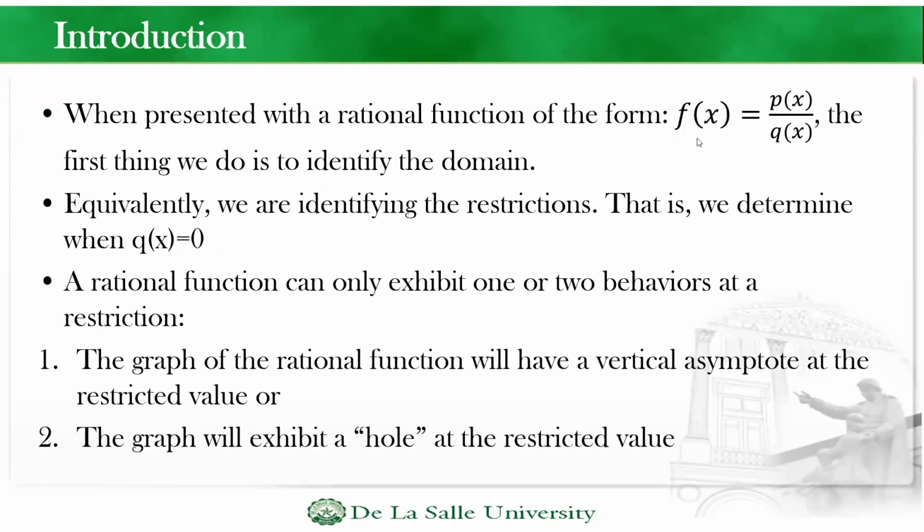So an introduction again, as I said last time, rational functions are in the form of p of x over q of x, where p of x, let's take that as the numerator, and q of x, let's take that as the denominator. The restrictions, what are the restrictions? The denominator should never be equal to 0. So whenever the denominator becomes 0, that is your restriction.